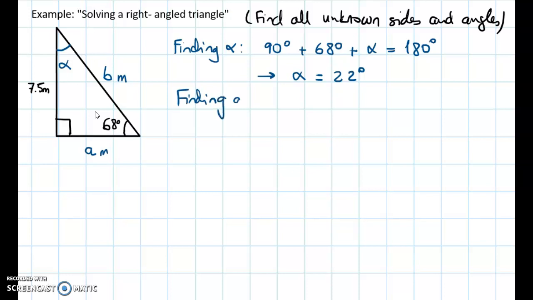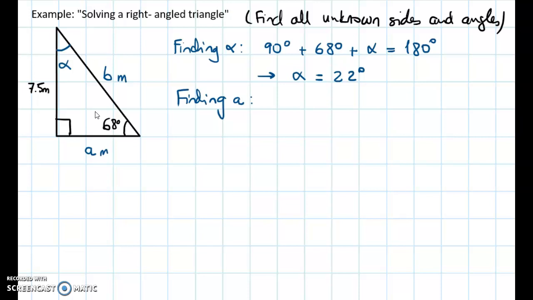And in general, when I solve this type of problems, I will not use the information I already calculated myself before, in case I made a mistake and I didn't realize. So I'm going to find A only using the information given at the beginning, so the 68 degrees angle and the leg that has length 7.5 meters.